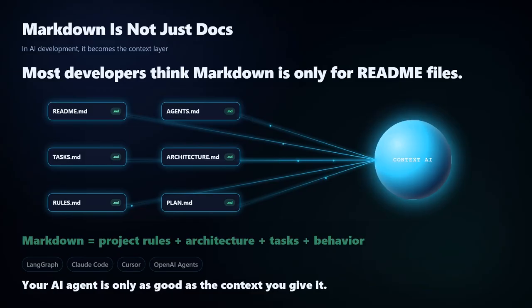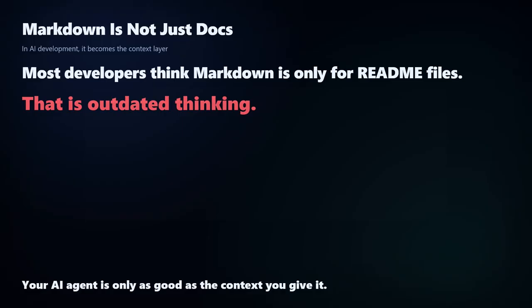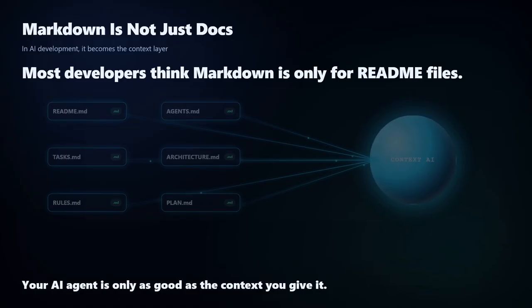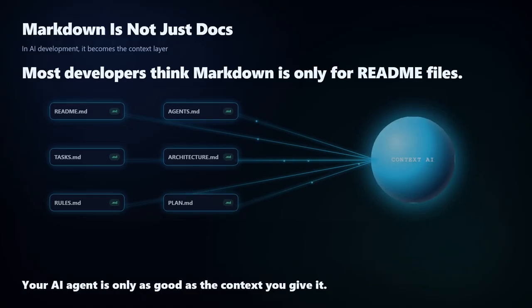It becomes the place where you store project rules, architecture decisions, task instructions, coding standards, implementation plans, and even agent behavior. So in this video, I want to break down three things. First, what Markdown actually is; second, how Markdown syntax works, from the headings to the lists to code blocks; and third, why Markdown files matter so much in the era of AI agentic development.